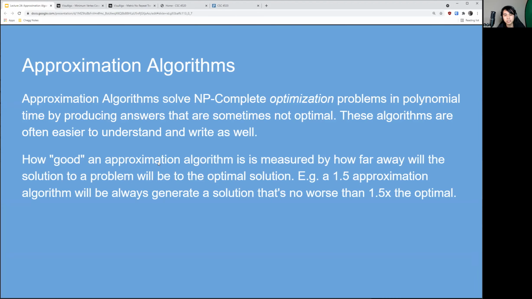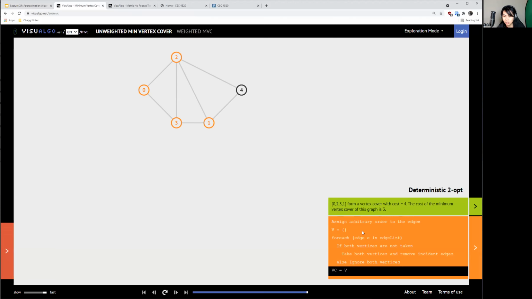Now, how good an approximation algorithm is measured by how far away the solution is compared to the optimal solution. This is just a fancy way of saying that if we had a 1.5 approximation algorithm, that means we'll always generate a solution that's no worse than 1.5 times the optimal. For this algorithm here, this was a 2 times approximation algorithm. So this was a 2-approximation algorithm.